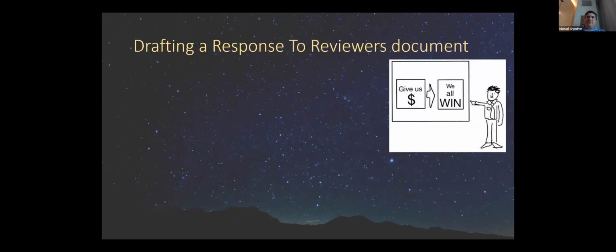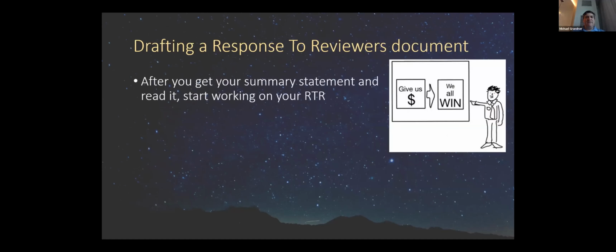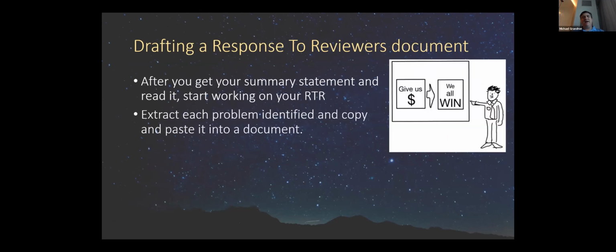Okay, so how do you draft a response to reviewers' document? After you get your summary statement and read it, start working on your RTR. Your RTR is your response to reviewers. The way to do this is you extract each problem identified and copy it and paste it into a document. Copy it word for word, paste it in.